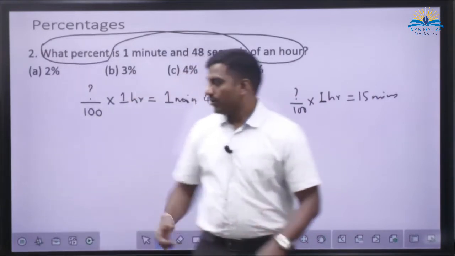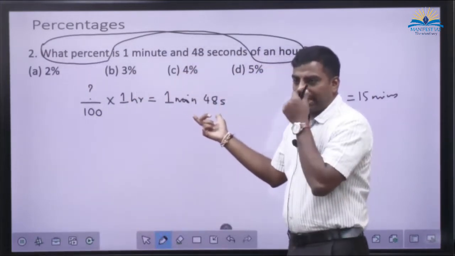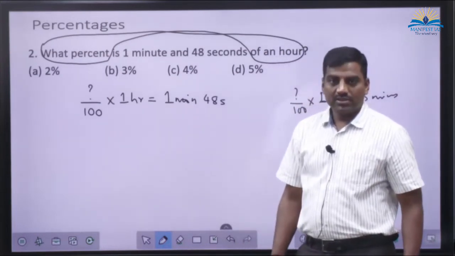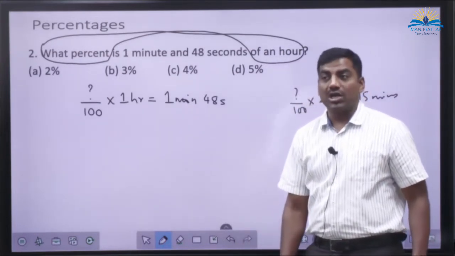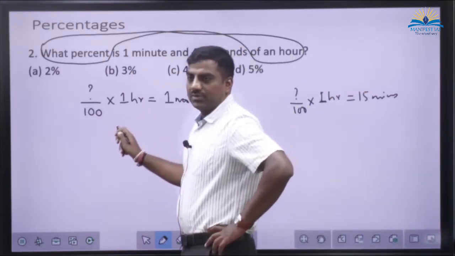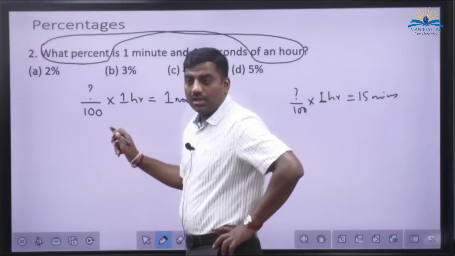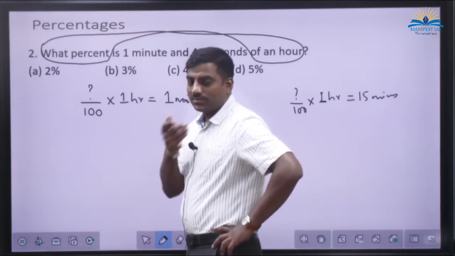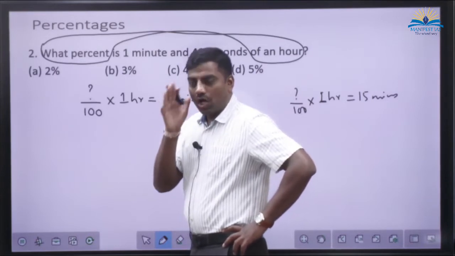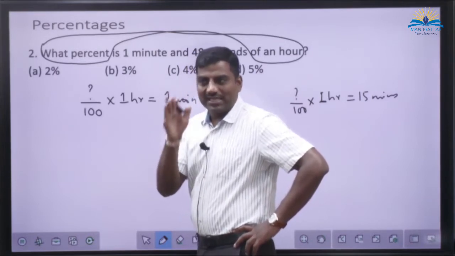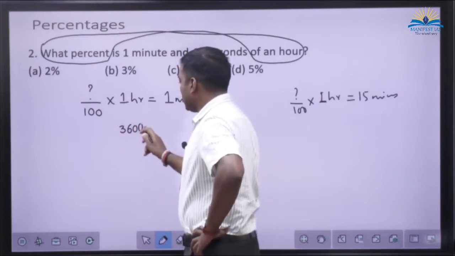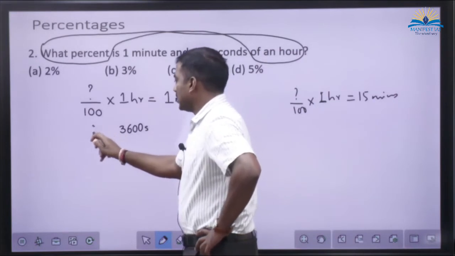But here we have minutes and seconds, and here we have 1 hour. We cannot cancel. That is why we have to convert them into the smallest unit. The smallest unit: 1 hour can be written as 60 minutes or 3600 seconds. So I'll write the smallest unit, 3600 seconds.